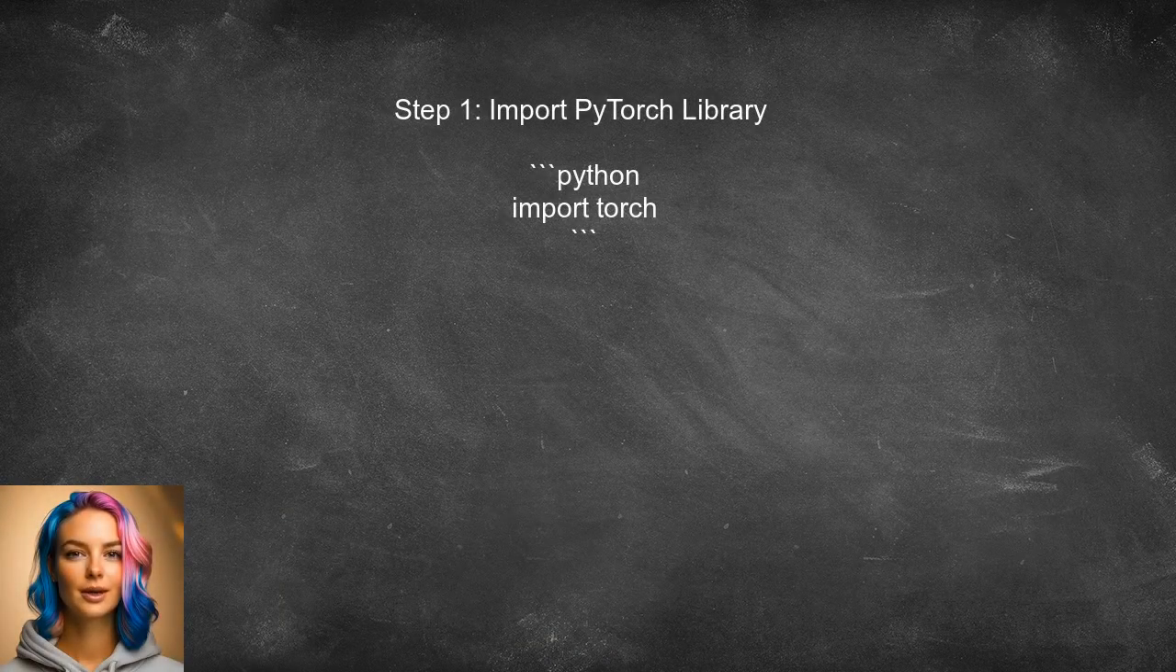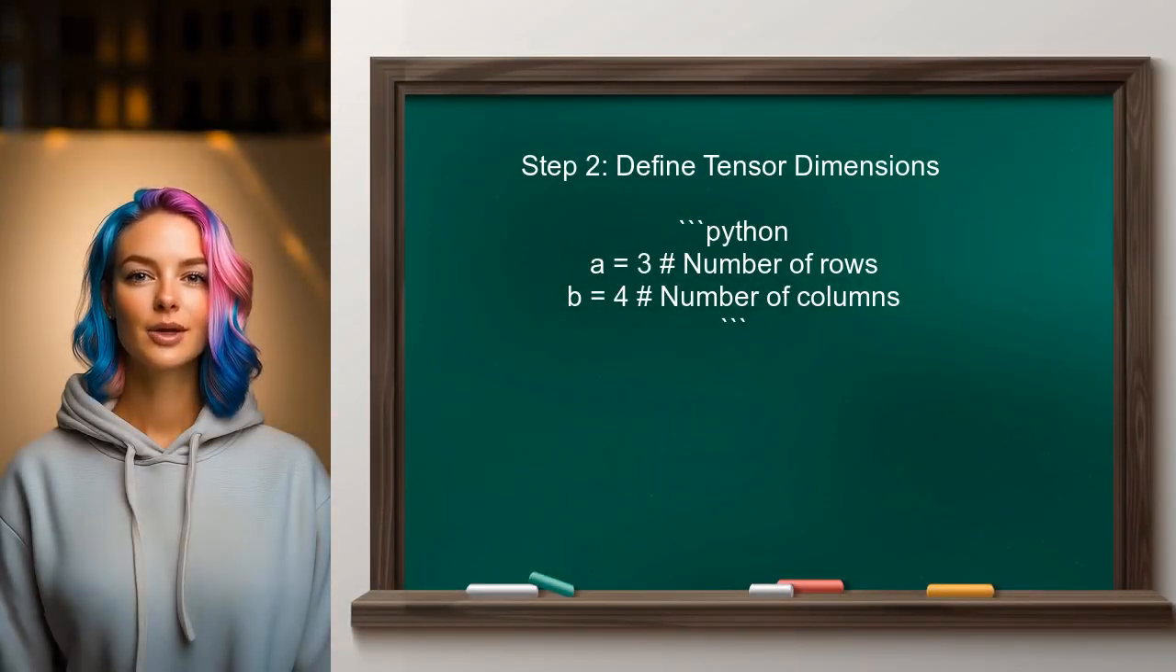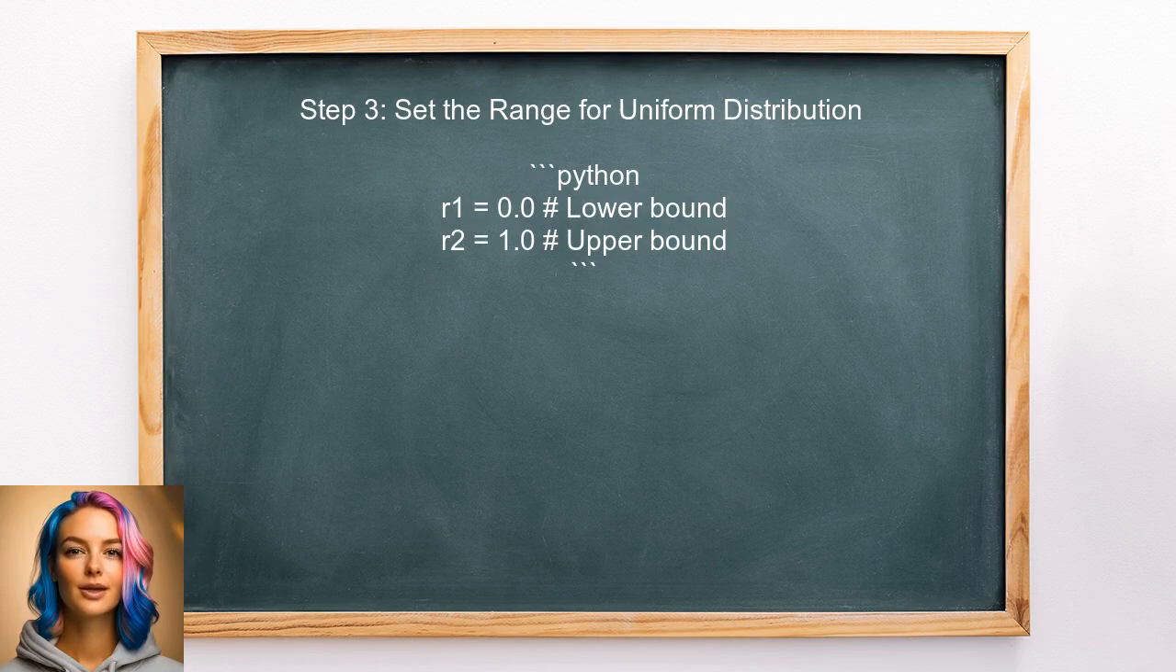To create a two-dimensional tensor filled with values from a uniform distribution in PyTorch, the user should first import the necessary library. This is done by using the import statement for PyTorch. Next, the user needs to define the dimensions of the tensor. They should specify the size as a tuple, where A is the number of rows and B is the number of columns. Now the user should set the range for the uniform distribution. They need to define the lower bound R1 and the upper bound R2 for the values.